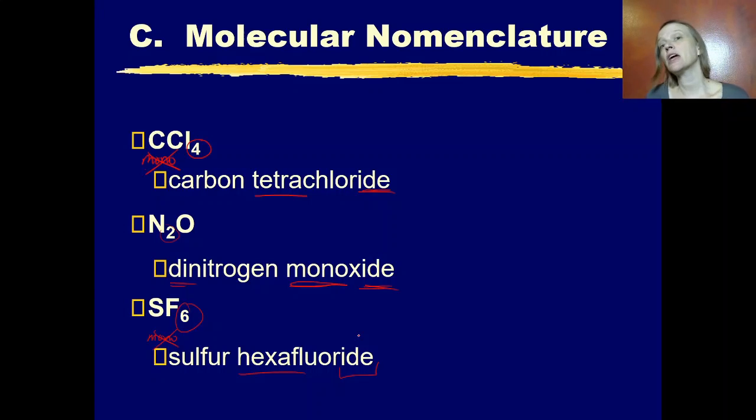So, naming covalent compounds is easier in many ways than naming ionic compounds. The trick is that you need to recognize that it's a covalent compound so that you know which rule to use to name it. So here, carbon is a nonmetal, chlorine is a nonmetal. Nonmetal and nonmetal means you've got a covalent bond. Similarly with nitrogen and oxygen, these are both nonmetals. Similarly with sulfur and fluorine, these are both nonmetals.